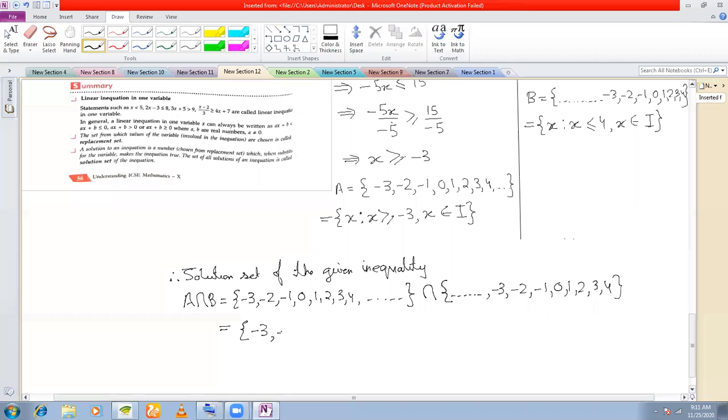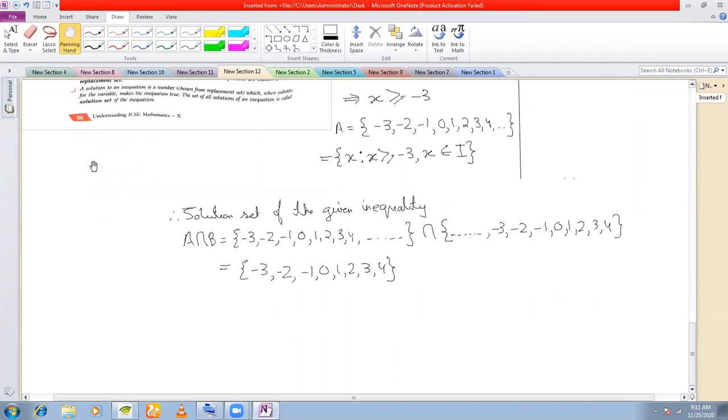The common elements: minus 3, minus 2, minus 1, 0, 1, 2, 3, and 4, right? This is your solution set. Do you agree or not? Anyone who does not agree, graph it on the number line.